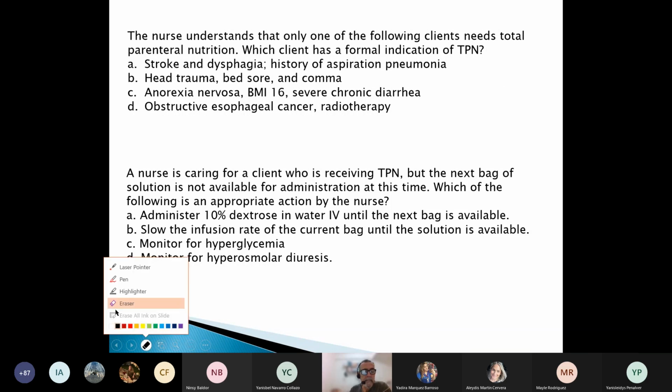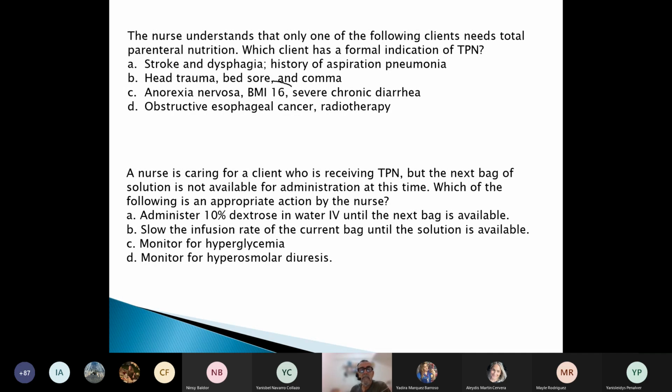B has a head trauma, is in a coma, and is going to be in a coma for a long time, has bed sores, and requires adequate nutrition. This patient cannot swallow, obviously, but the intestine is competent, so you need to place a tube in the stomach and feed the client.